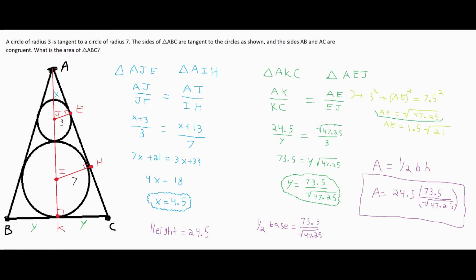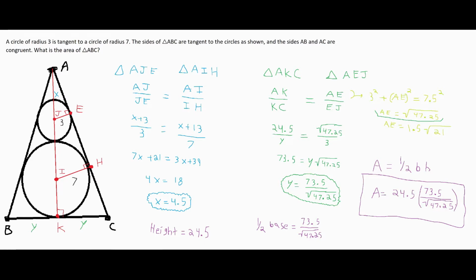Multiplying that out, we get 7x plus 21 is equal to 3x plus 39. Simplifying that a bit further, we get 4x is equal to 18, and solving for x, we get x is equal to 4.5. Now that we have x, we can solve for the total height of the triangle. The total height of the triangle would just be the diameters of the two circles plus x. So that would be 6 plus 14 plus 4.5. That gives us a total height of 24.5.